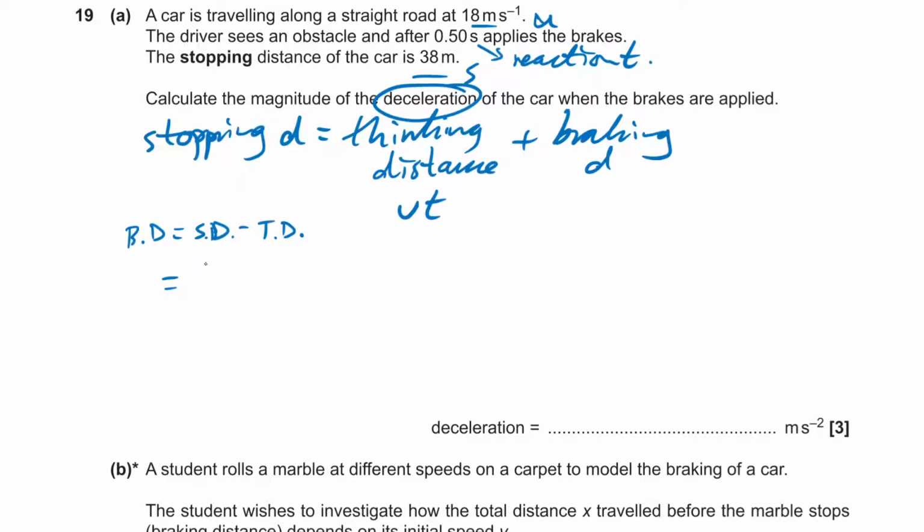So that's equal to 38 meters, take away 18 times 0.5. So in other words, take away 9. So that is 29 meters. Okay, so we have 29 meters.